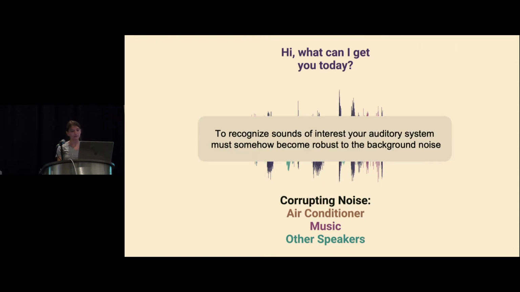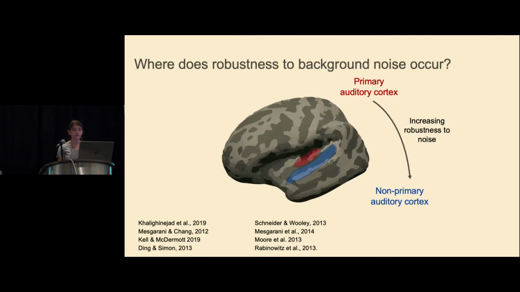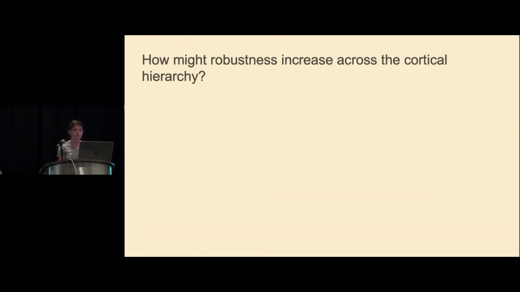To recognize sounds of interest, your auditory system must somehow become robust to background noise. A long-standing question in the field of auditory neuroscience is how does the auditory system solve this problem? There's converging evidence that auditory cortex becomes robust to background noise, and that this robustness increases across the cortical hierarchy. But the mechanism of this robustness change is unclear, although there are some insights that we can take from the auditory and visual neuroscience literature.